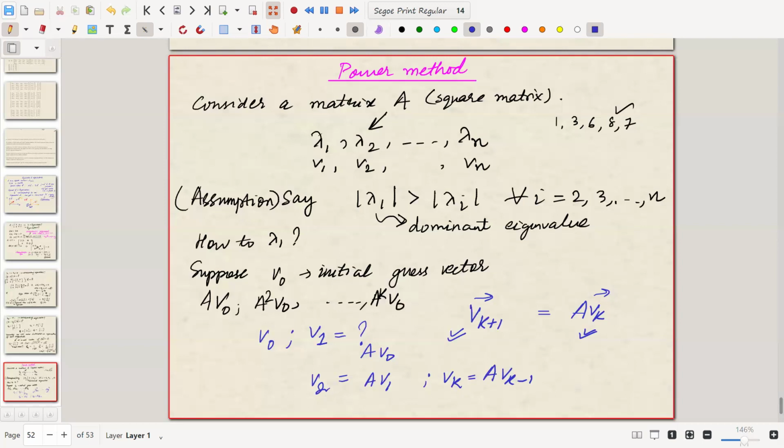If you have v naught, then you multiply A into v naught, and you will get v1. Then you will get v2. But where this v1 and v2 will be oriented, we don't know. Whether it can be parallel, or scaled, or rotated, we don't know.